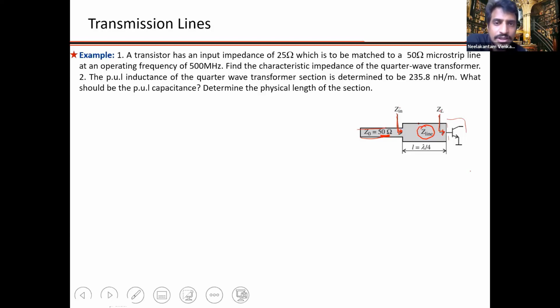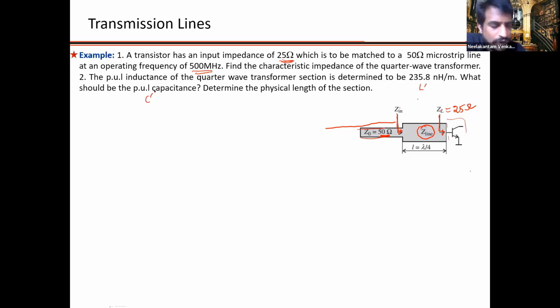How do we go about doing that? The transistor has 50 ohms input impedance. So ZL is going to be 25 ohms input impedance. And the operating frequency is 500 megahertz. Find the characteristic impedance of the quarter wave transformer. The per unit length inductance of the quarter wave transformer is determined by, so this is L dash. What should be the C dash? That's the other part of the question.